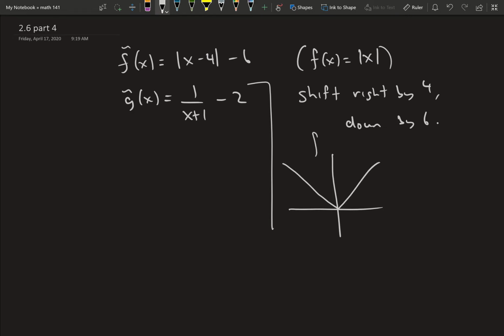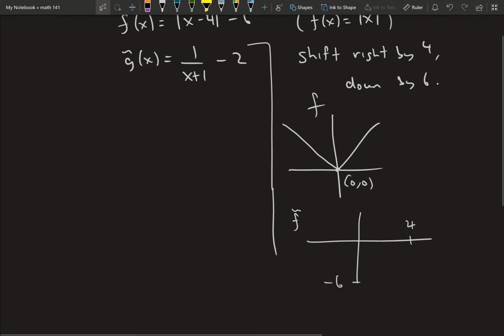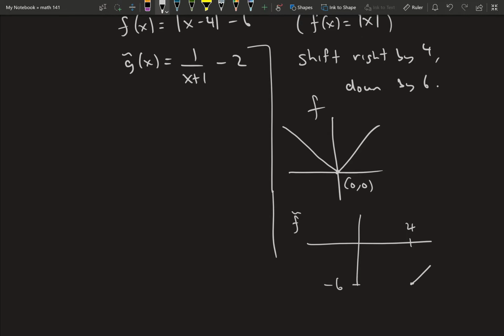This is f of x. And let's label one point. It's always good to have one reference point. We have to shift right by 4 and then down by 6. So our final graph of f tilde, so we go right to 4 here, and then down to -6, and then my graph would be like that. This would be the point 4, -6. Okay, so that's for the first part.